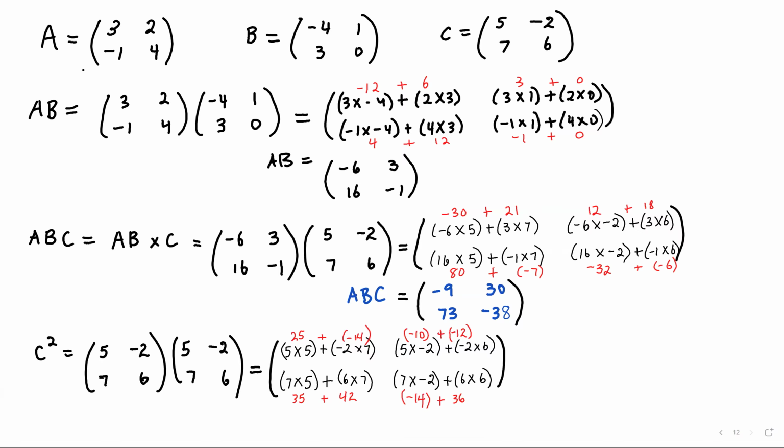Right, so now I just work out all of those. And I'm using my calculator, by the way. I didn't use my calculator for 16 times -2, and I see I got it wrong. All right, so 25 take away 14 is 11. -10 take away 12 is -22. 35 plus 42 is 77. And then 36 take away 14 is 22. So this is your answer for C squared.